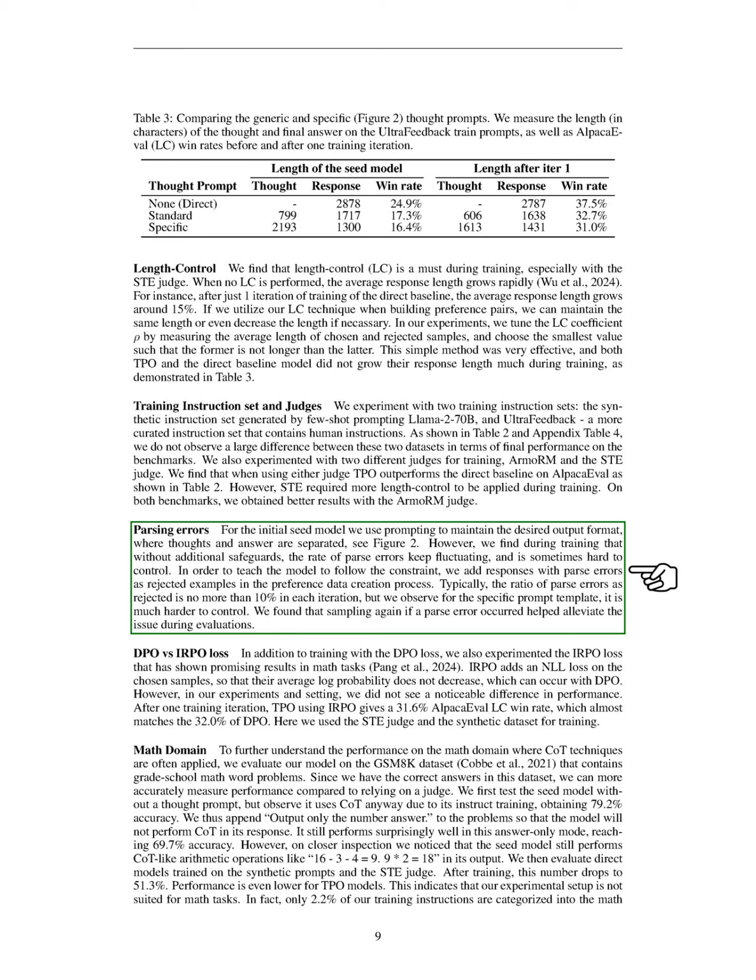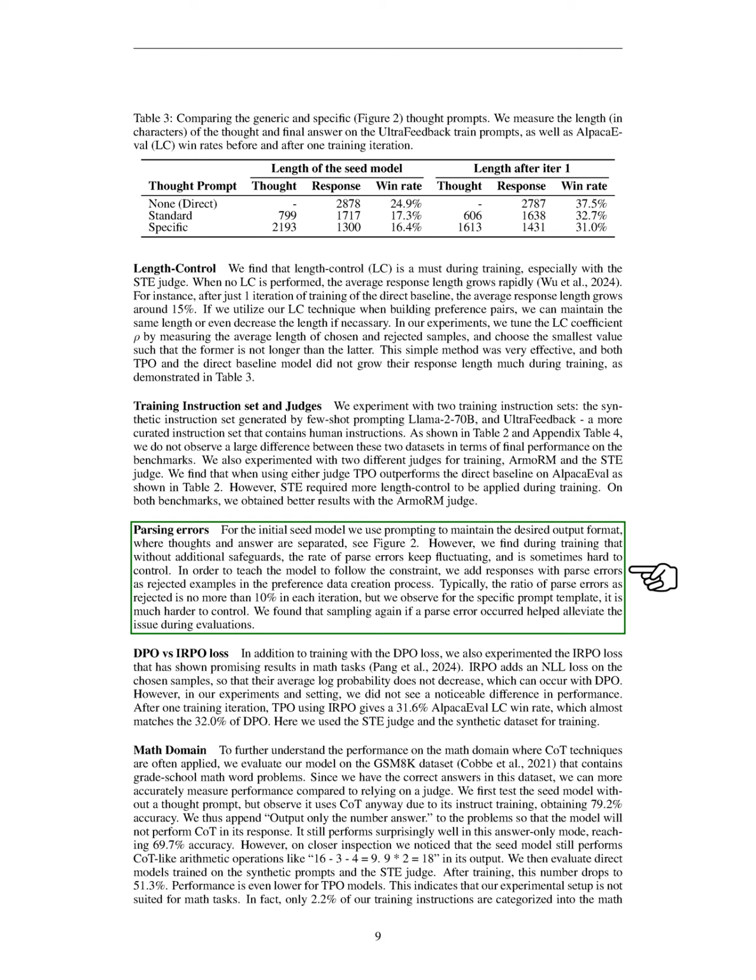Regarding parsing errors, we initially use prompting to ensure the output format separates thoughts and answers. However, we notice that without extra measures, the rate of parse errors fluctuates and is difficult to manage. To help the model adhere to the constraints, we include responses with parse errors as rejected examples in our preference data. Typically, parse errors account for no more than 10% of rejections per iteration, but we find it challenging to control this for specific prompt templates. We discover that resampling when a parse error occurs helps mitigate the issue during evaluations.